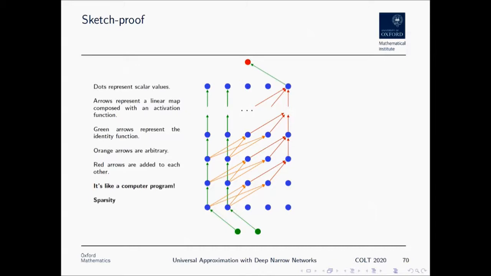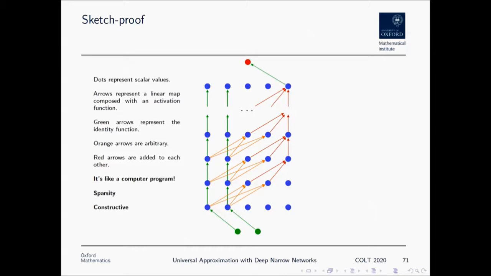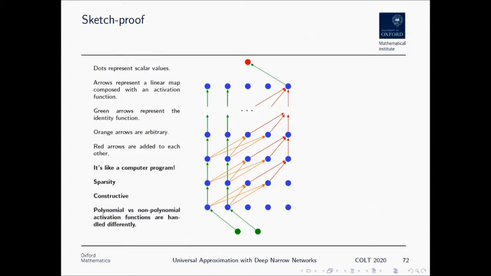This resulting map, this resulting neural network, is very sparse. It doesn't have very many connections, and it's also constructive. So in principle, we can find a network doing what we wanted to do. As a remark on the proof, polynomial and non-polynomial activations are actually handled very differently.